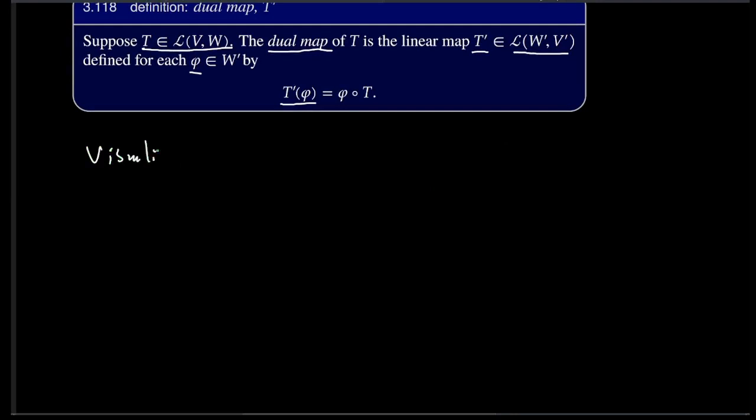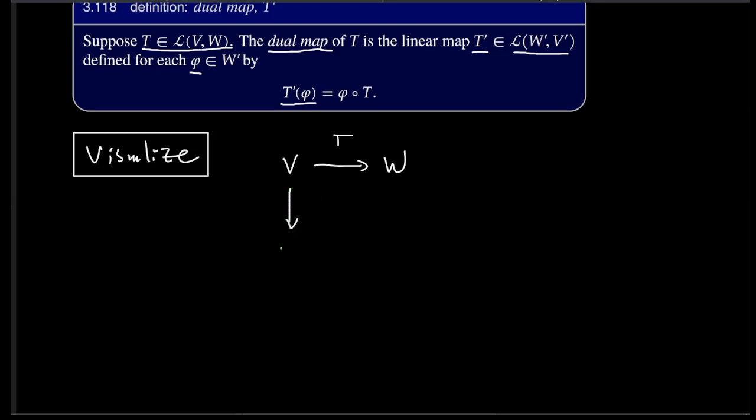Here's the visualize-it idea, the basic gist of it. So T takes V to W. Now we can take something from V to the field, and we can take something from W to the field, right? T prime will take something from there and turn it into something here. So something that takes W to the field and turn it into something that takes V to the field in the following way. So we take some phi right here.